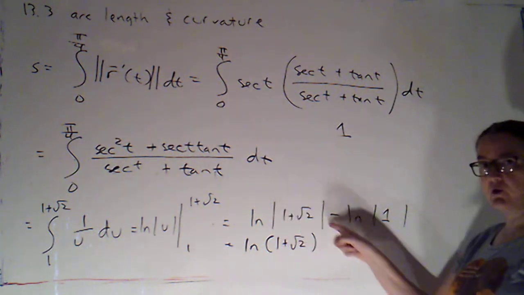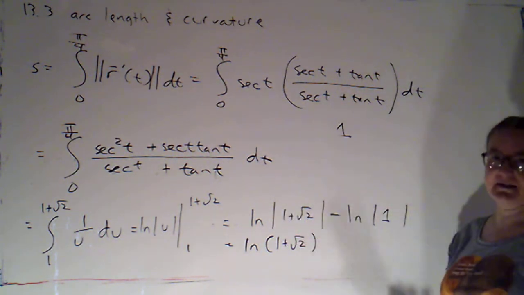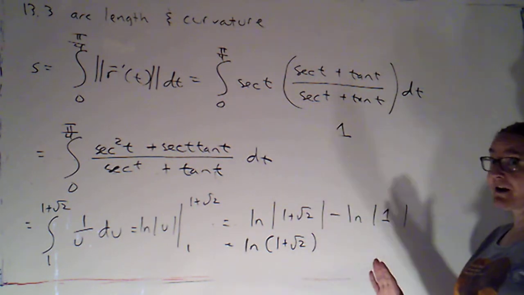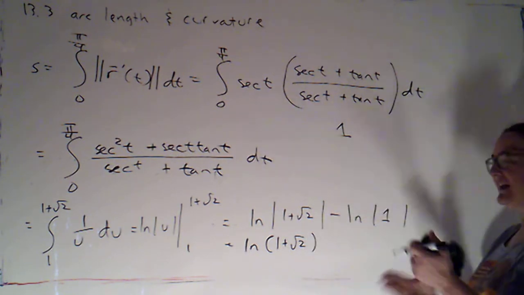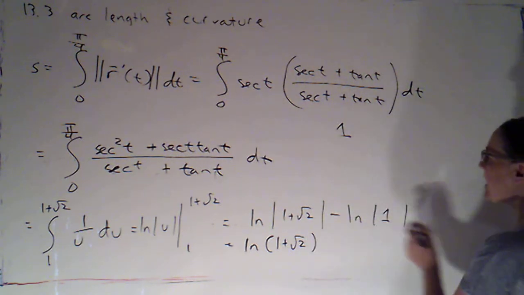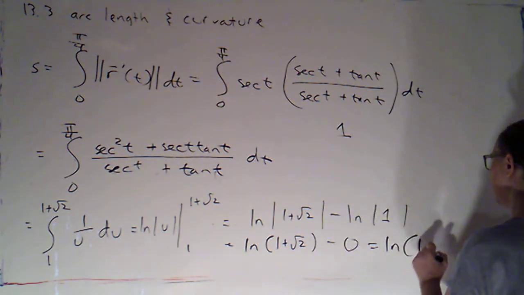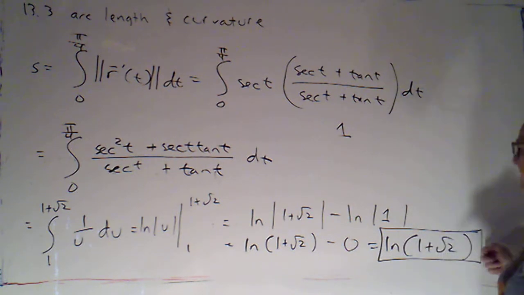We always do want to evaluate the absolute value. If it's a number, you don't need to tell me, oh, it was positive, so I did this. But if it's a variable, you need to tell me why it was positive or negative, and so that you simplified it the way you did. This is just the natural log of 1, which is 0, and so we get the natural log of 1 plus root 2 is our lovely arc length.